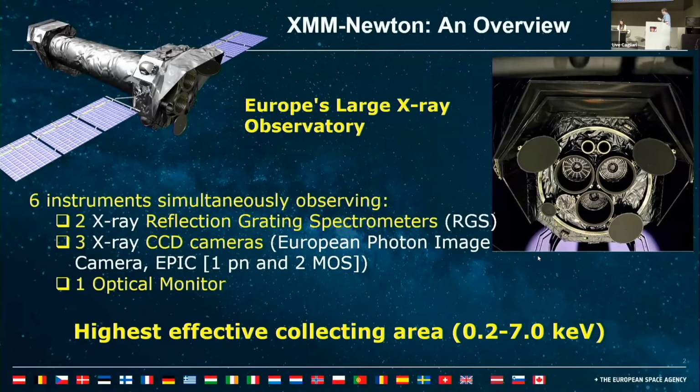First, a comment on XMM. XMM is Europe's large X-ray observatory. We have 6 simultaneously observing instruments: 2 reflection grating spectrometers, 3 CCD cameras, and an optical monitor, which is very similar to the optical monitor from Swift. And we have a high effective area from 0.2 to 7 keV.